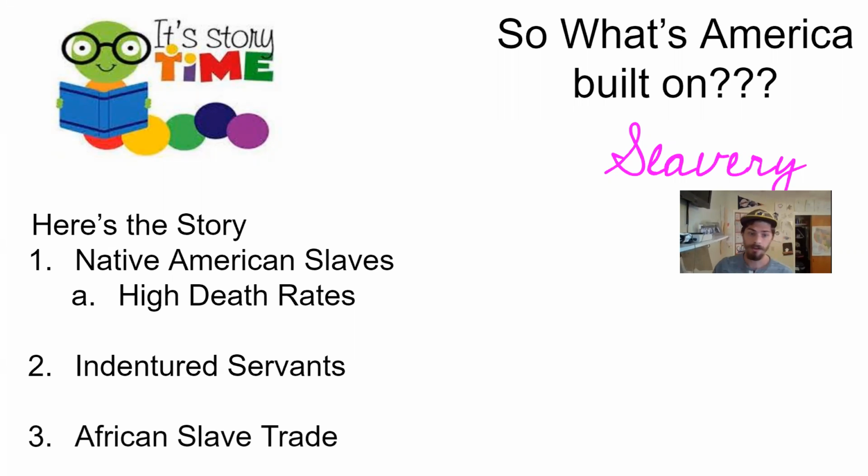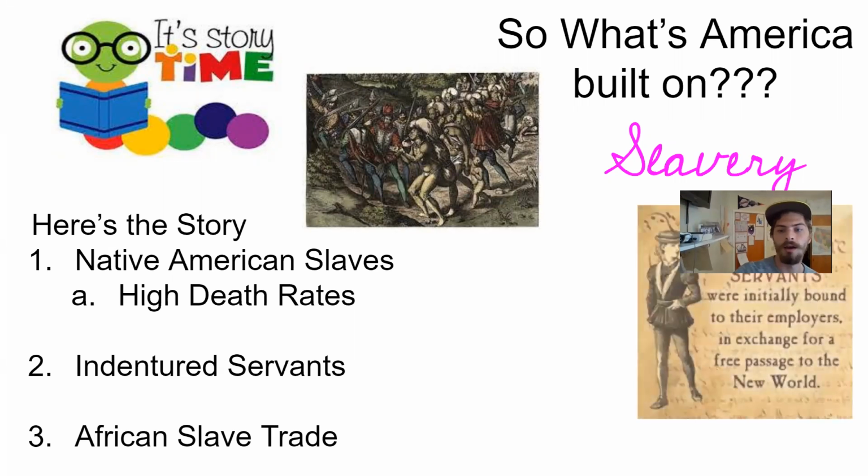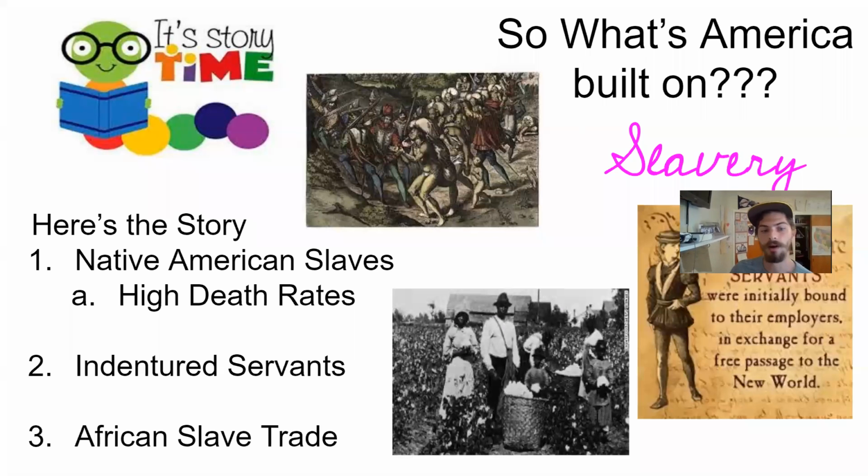But after that failed, they resorted to the African slave trade, which is what we're going to be talking a lot about later this year. So this is kind of like how we got to that point. It starts with Native American slaves. That's the first image right there. Indentured servants, where they are bound to their employers as like temporary slaves in exchange for the free ship to the New World. And then that would lead to African slave trade once indentured servants failed.